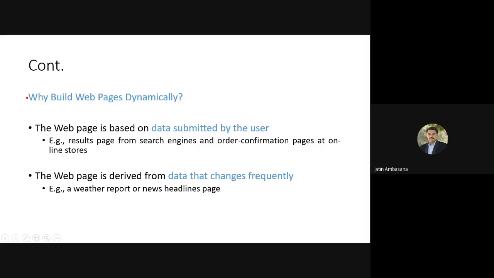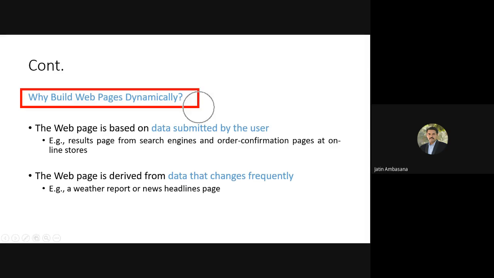But the first question that comes to mind is why we would build web pages dynamically, right? Mostly, in many cases, the web page depends on the data submitted by the user. For example, if you are buying online, then your shopping cart will be as per the items that you have selected, not as per the company's policy. According to that, your shopping cart should look like that. So mostly web pages are based on data submitted by the user.